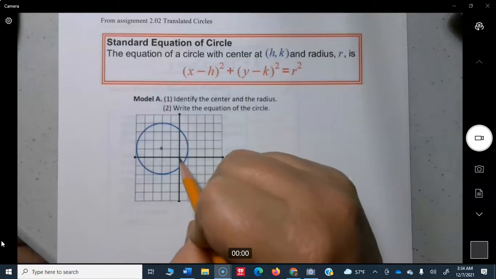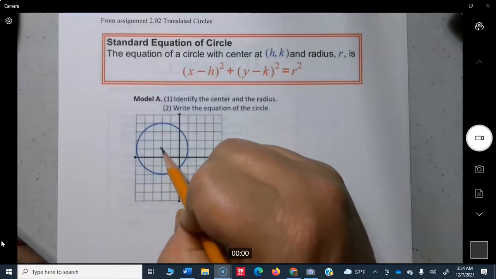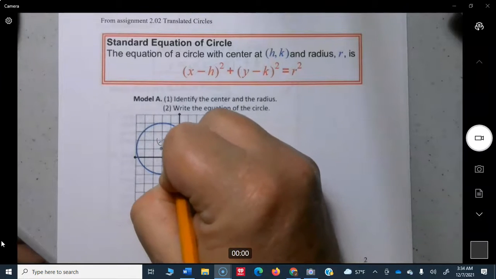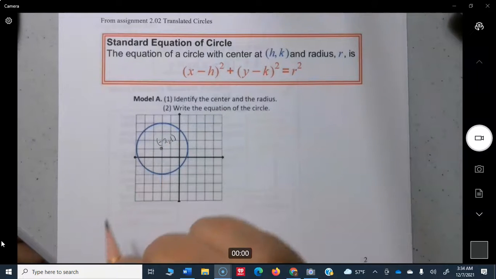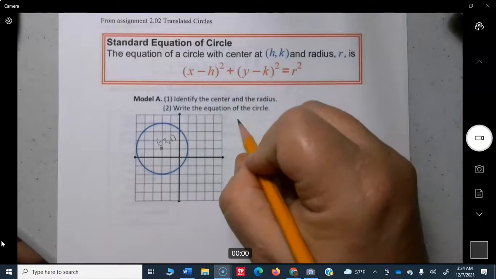So what point is that? You go back 1, 2, and up 1. So that point is -2 on the x-axis and 1 up, +1 on the y-axis. So -2, 1. So that means h is going to be... let's go ahead and write the equation.